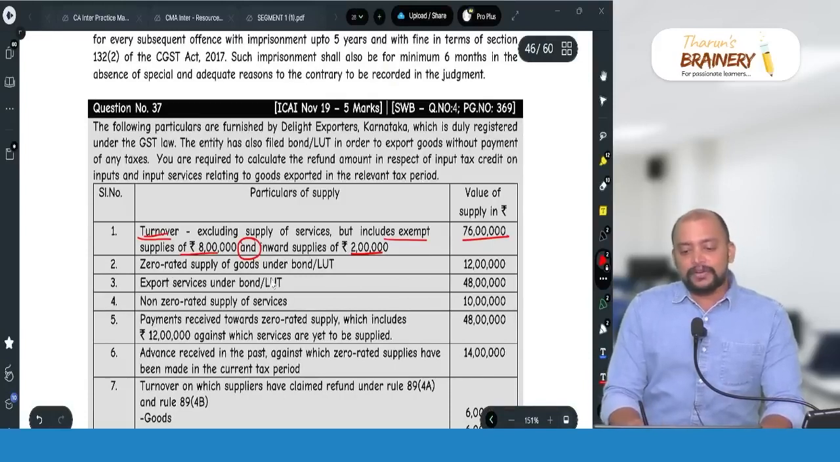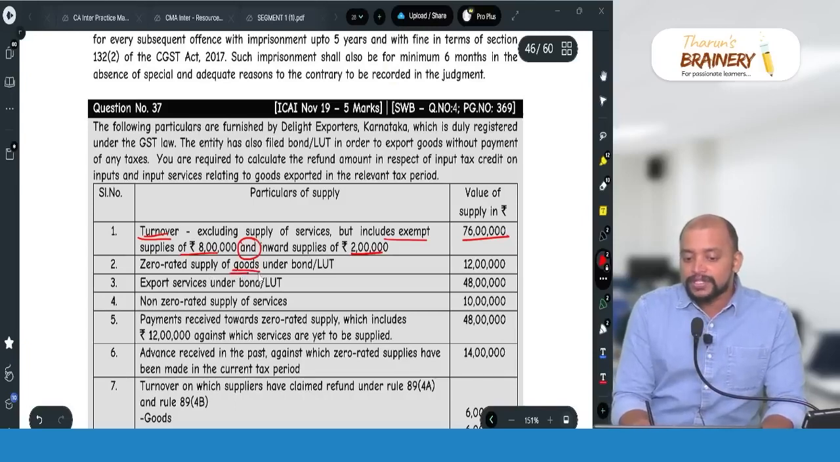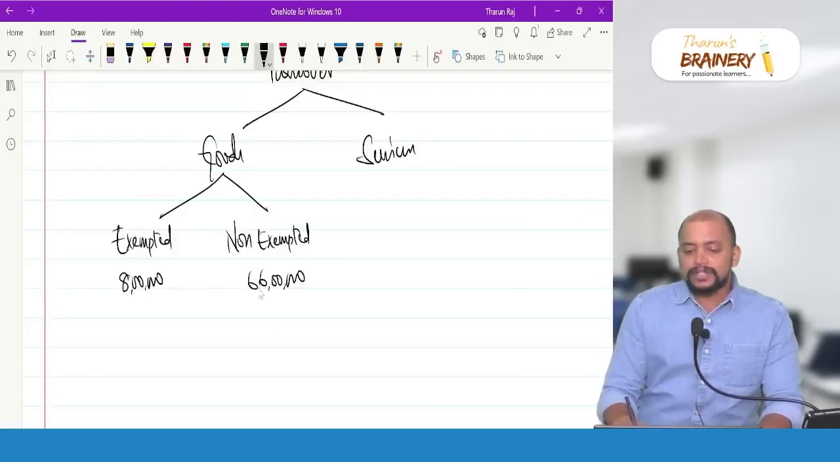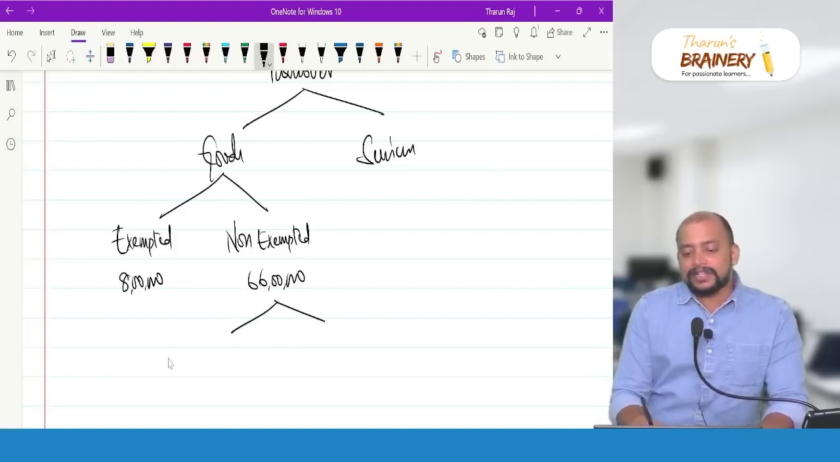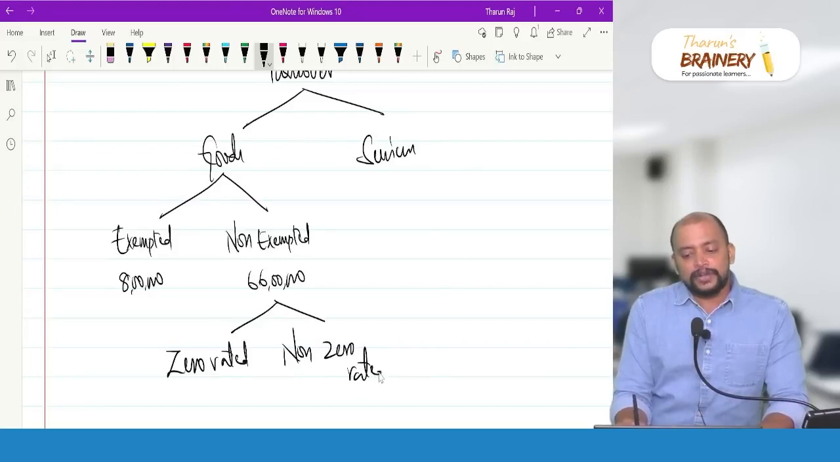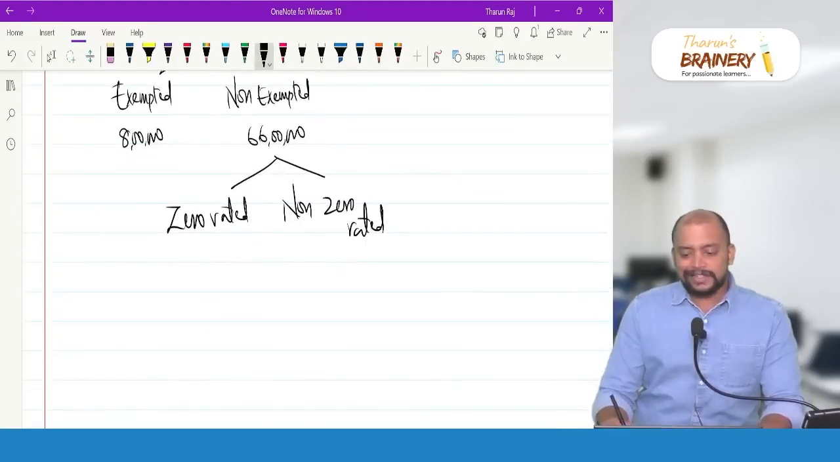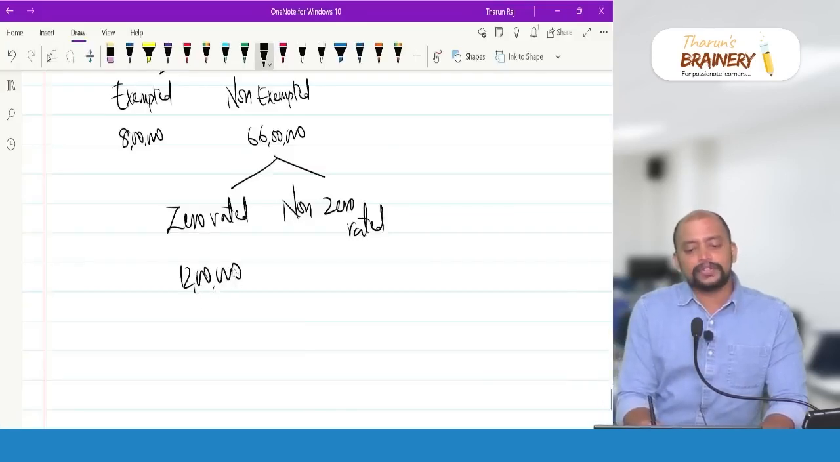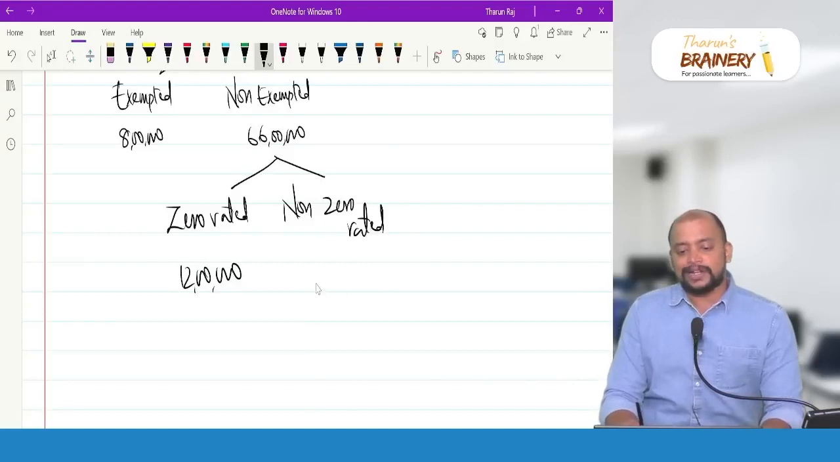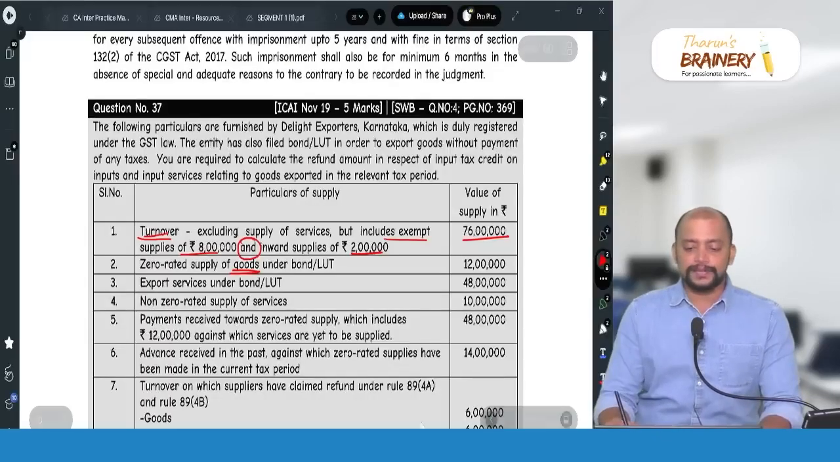Zero rated supply of goods under bond or LUT. So, again in this goods, 66 lakhs, we have two things: zero rated and non-zero rated. So, zero rated is how much? 12 lakhs. Zero rated turnover of goods, 12 lakhs. Then what will be the non-zero rated turnover of goods? 66 minus 12, 54 lakhs. Now, this is about goods.